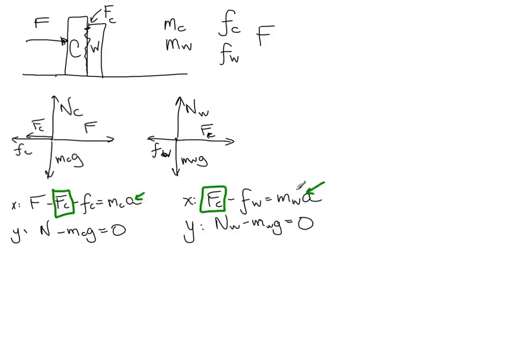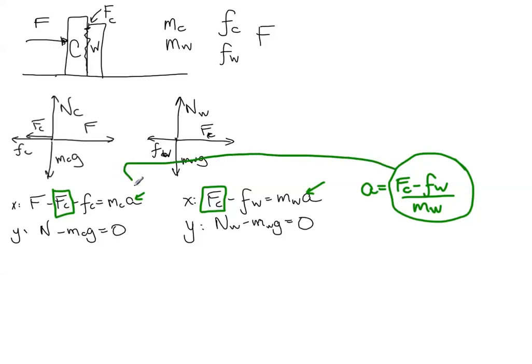So what we need to do is to solve for the acceleration in one equation and plug it into the other one. What I usually do is I take the easier one, this one looks easier to me, and solve it for the acceleration. So I see here that acceleration is going to be equal to the contact force minus the friction on the Wheaties divided by the mass of the Wheaties. And I'm going to take this and stick it in there.